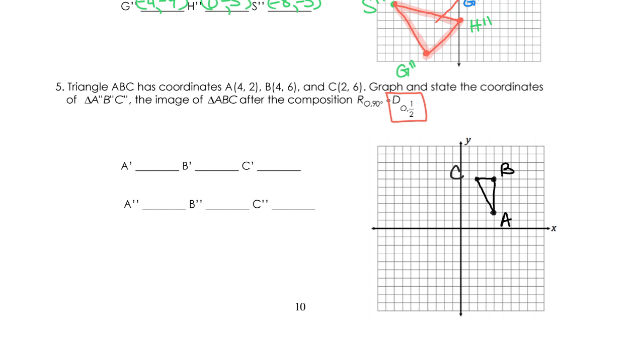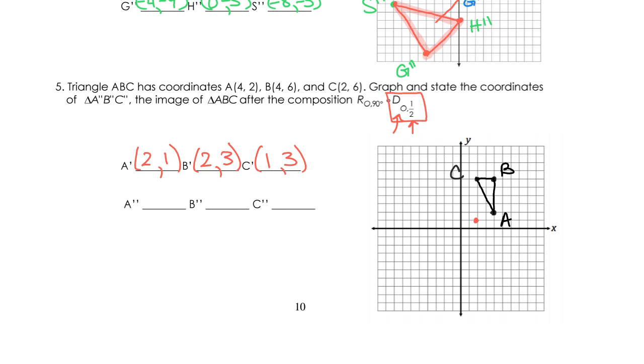All right, we're going to go ahead and do the dilation. So the cool thing about this dilation is that we're back to being centered at the origin, which means all I have to do is multiply all my x's and my y's by half. Okay. And so half of 4, or 4 times a half, is 2. 2 times a half is 1. 4 times a half is 2. 6 times a half is 3. 2 times a half is 1. And 6 times a half is 3. And we'll go ahead and graph it.